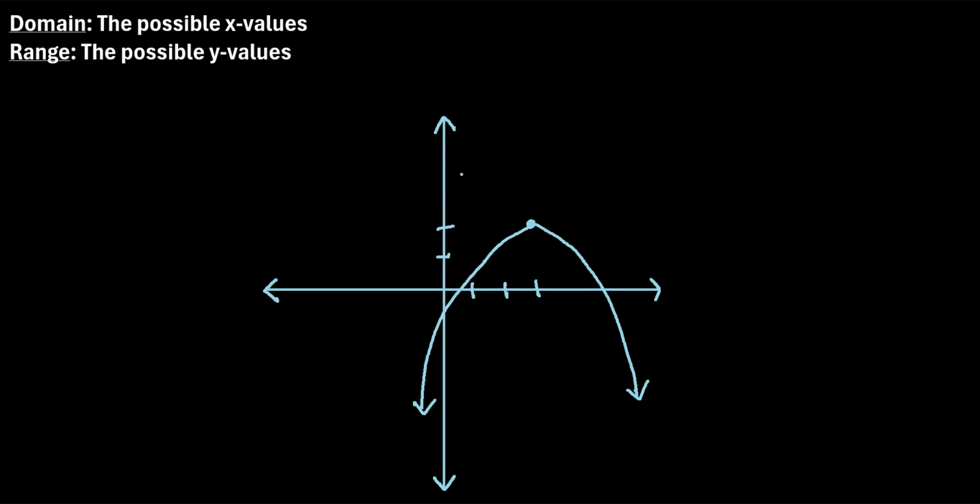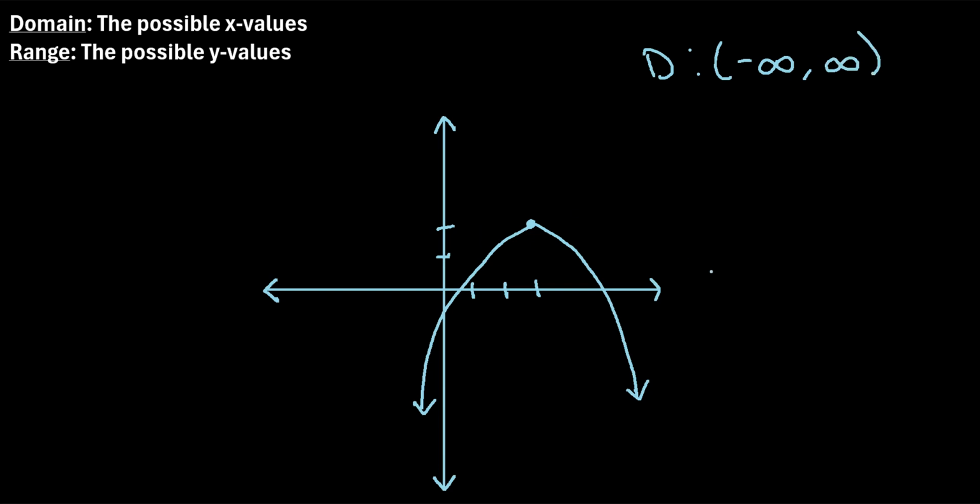All right, let's check out this graph. First, let's identify the domain. So remember, we're looking to the left and to the right. Is there any restriction on how far left or right the graph can go? No, it doesn't appear so. So x, the domain, is allowed to range from negative infinity to positive infinity.